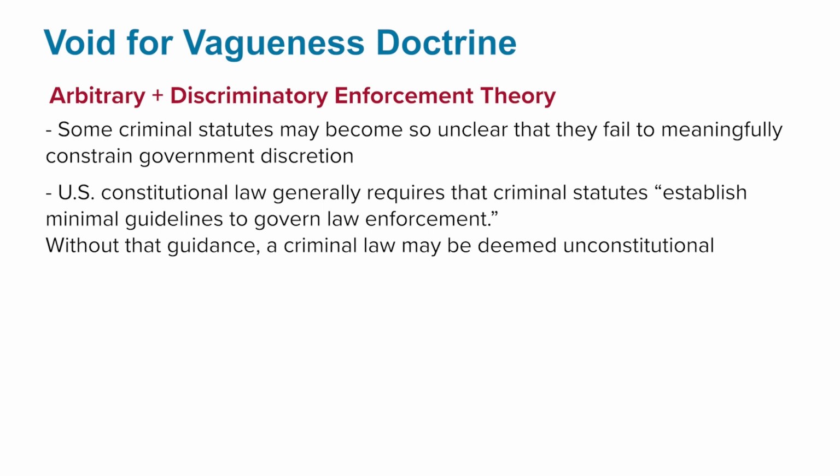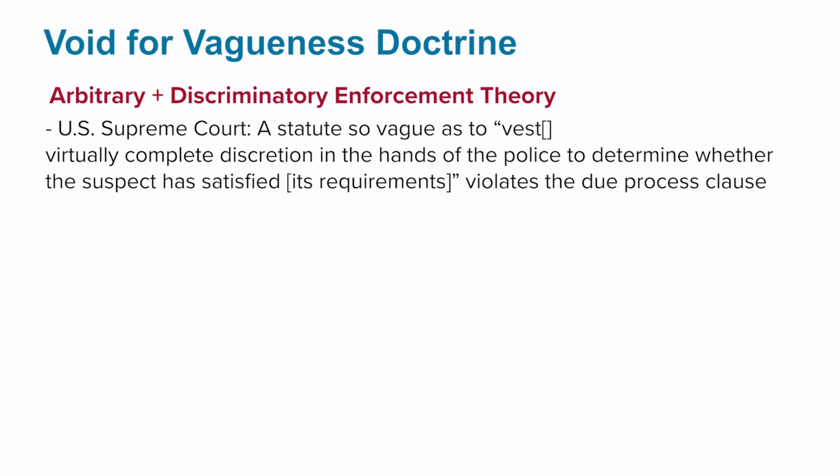As the US Supreme Court has phrased it, a statute so vague as to, quote, vest virtually complete discretion in the hands of police to determine whether the suspect has satisfied its requirements violates the Due Process Clause of the 5th and 14th Amendments. To illustrate, consider again the vagrancy law in the case of Papachristou v. City of Jacksonville. As you might recall, that statute prohibited a person from being a vagrant, understood in terms of rogues and vagabonds, common drunkards, persons wandering or strolling around from place to place without any lawful purpose, and habitual loafers. We already discussed how the court deemed the vagueness of these terms to fail to provide a person of ordinary intelligence fair notice of what's prohibited.